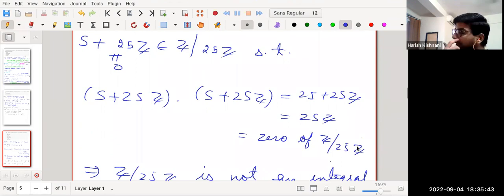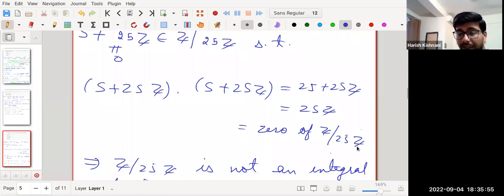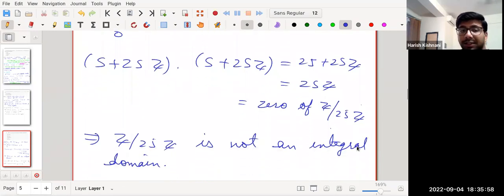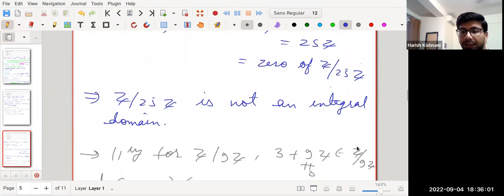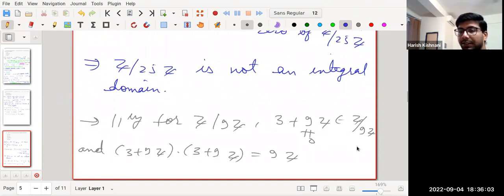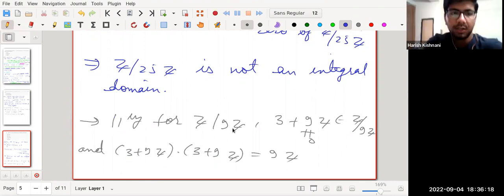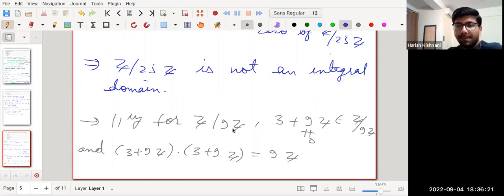So you get two elements a and b, which in this case are the same element, such that if you take the product of them, then you get the 0 of Z modulo 25Z. Thus, your Z modulo 25Z is not an integral domain. Similarly, you can see for Z modulo 9Z, you have 3 plus 9Z, a non-zero element inside your Z modulo 9Z, such that if you take the product of it with itself, then you will get 9Z again, which is the 0 of your ring Z modulo 9Z.